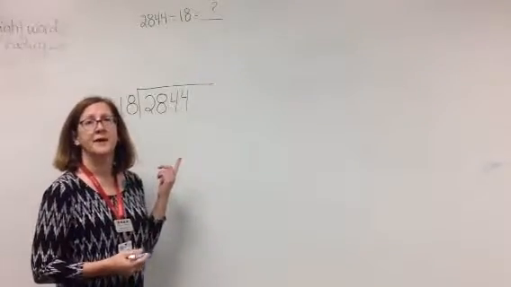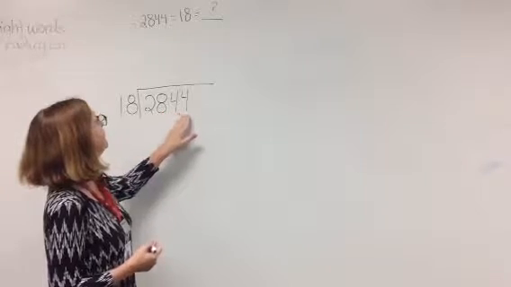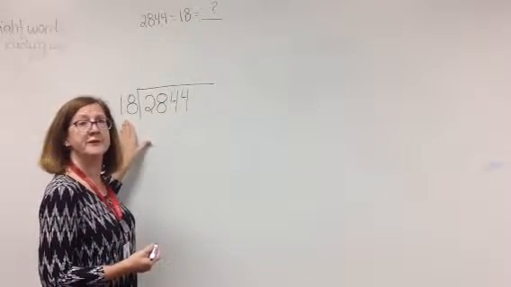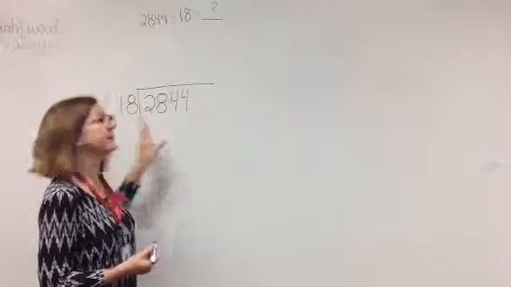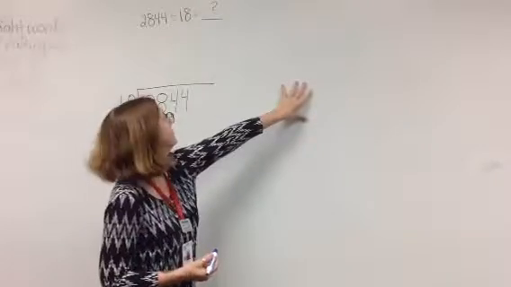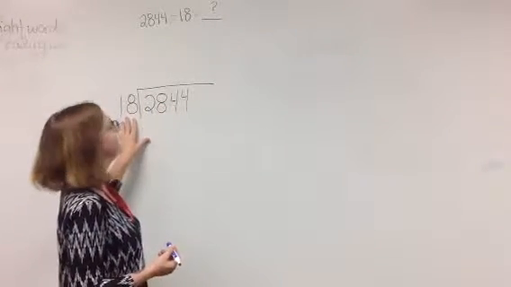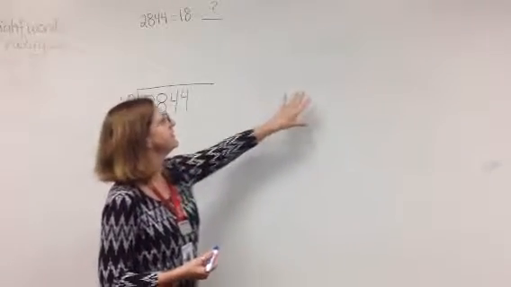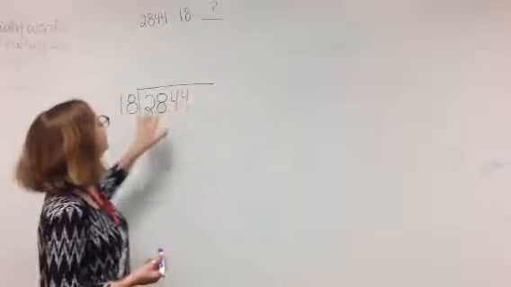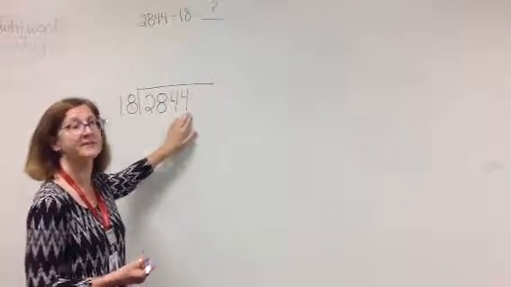We are going to solve the problem 2,844 divided by 18. The first thing we are going to do is set up a table adjacent to the problem that lists our 18 times either ones, tens, or hundreds. We're going to use hundreds because we're working with a problem in the thousands.